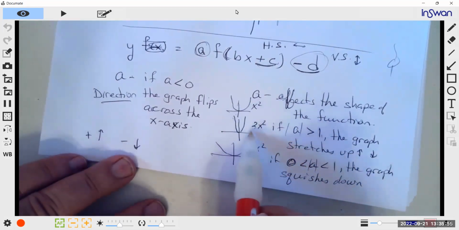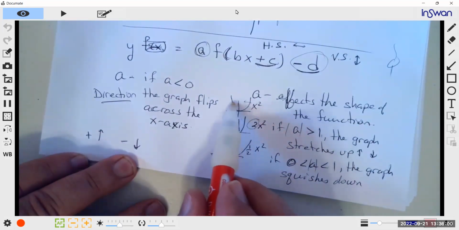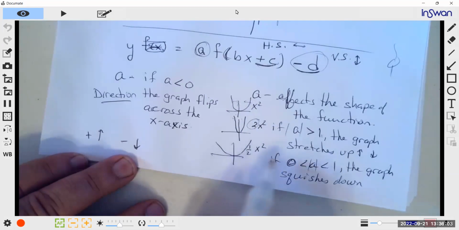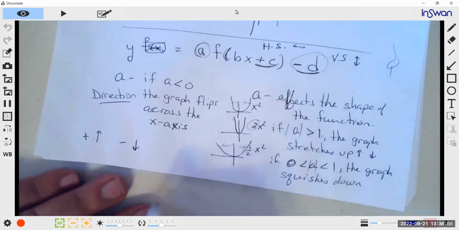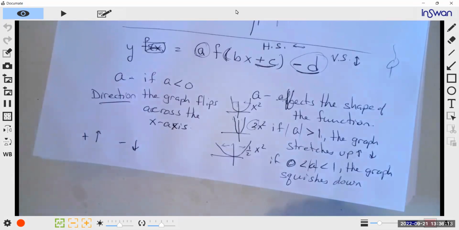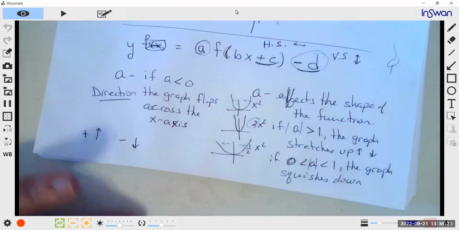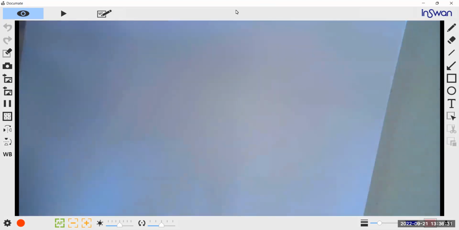So here's our original function. If we have an integer greater than 1, then it becomes skinnier. It pushes the walls in. If it's a fraction between 0 and 1, it pushes the walls out, makes it grow slower. That's what A does for us. It tells us the shape, whether it's going to be skinny or fat, and tells us the direction. Let's work on these before we do the horizontal and vertical constrictions and shrinks and expansions.